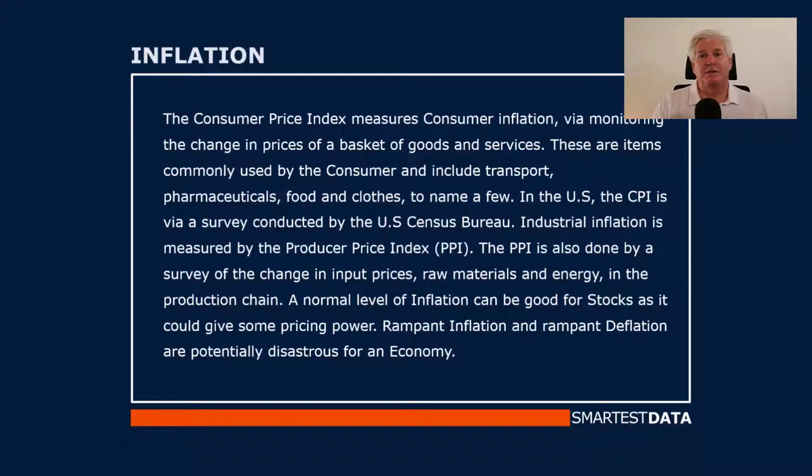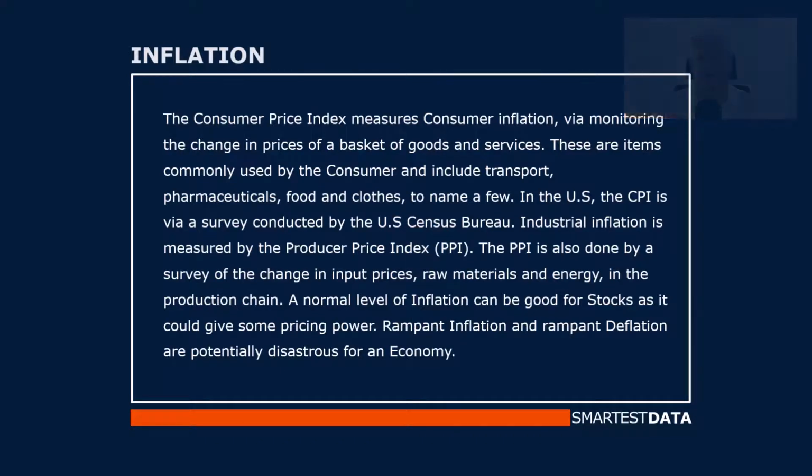Industrial inflation is measured by the Producer Price Index, PPI. The PPI is also done by a survey of the change in input prices, raw materials and energy in the production chain. A normal level of inflation can be good for stocks as it could give some pricing power. Rampant inflation or rampant deflation are potentially disastrous for an economy.